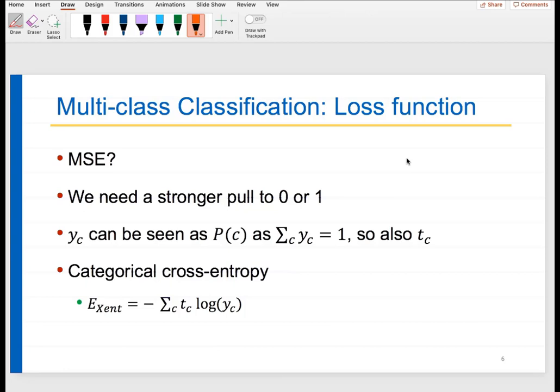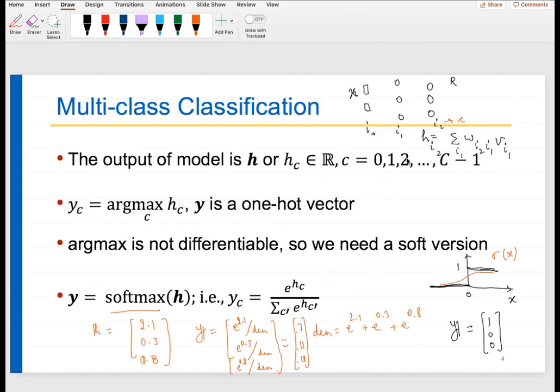Now, how do we train our classifier? So let's go back to the figure. In this figure, we have found out my y, how the y will look like, right? I have obtained a y. My y vector is equal to softmax of h vector. Now, how do I train? What should be the error function?